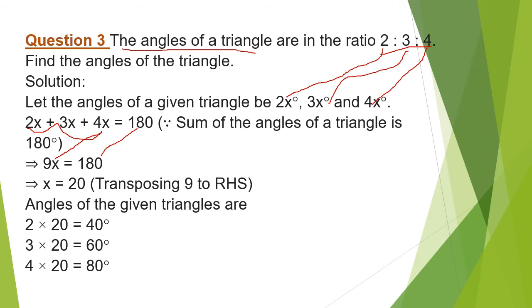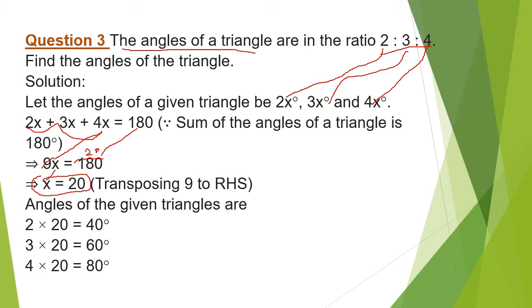Now, we can simplify here. 9 ones are 9, 9 twos are 18, 9 zeros are 0. So x equals 20. The x value is 20. I hope you understood the value of x, children. x is the common ratio. So now we can calculate the angles very easily.